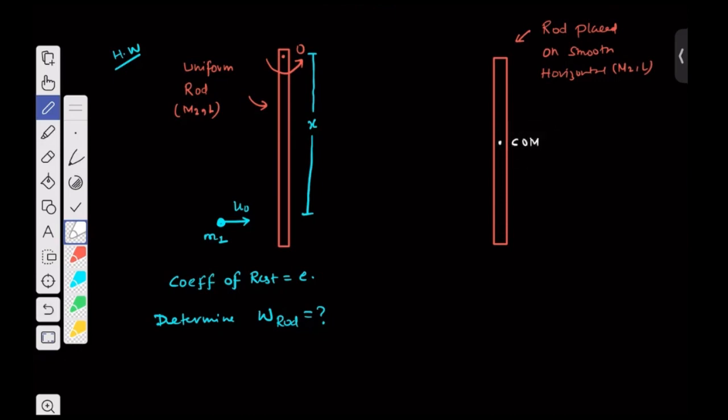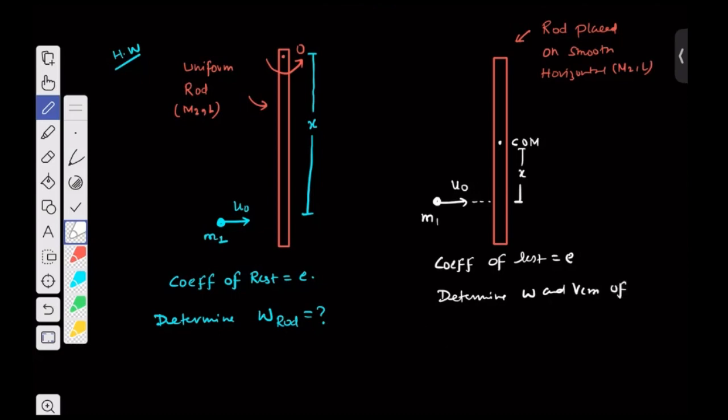And there's a point mass which is moving perpendicular to this rod on the same plane in which this rod is kept, of mass m1 moving with velocity u0, strikes this rod at a distance x below the center of the mass as shown in the figure, and the coefficient of restitution here is also given to us as E. So determine the angular speed and VCM of the rod just after the collision.